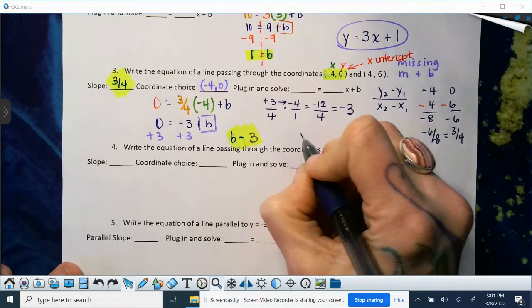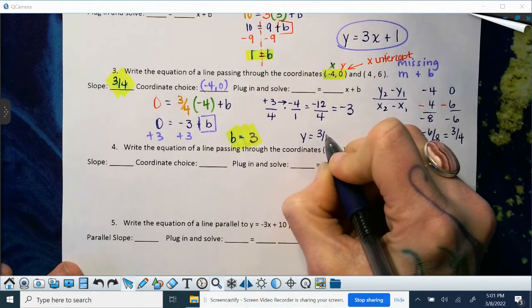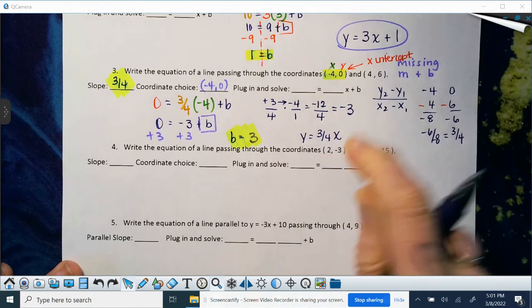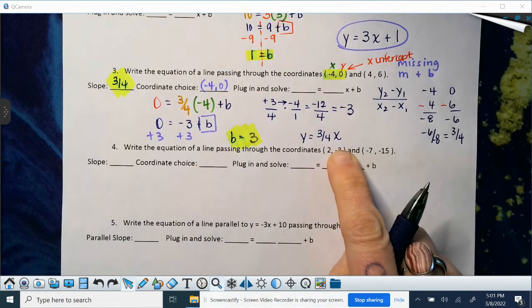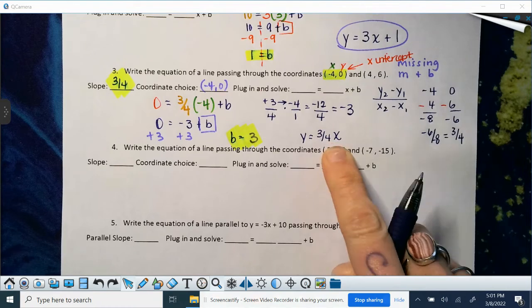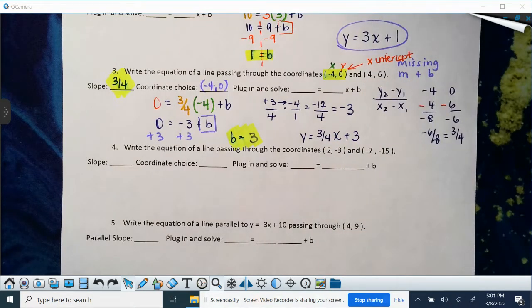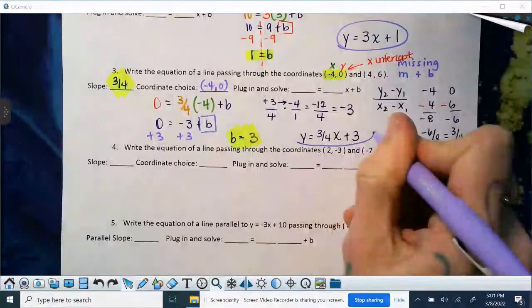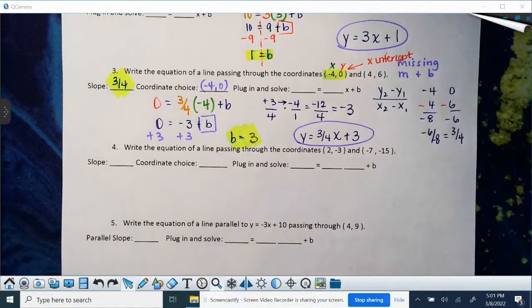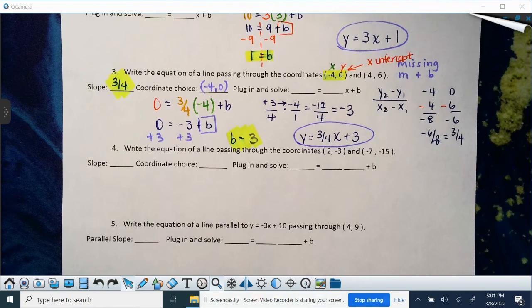So y equals our slope, x. Don't leave off the x. If you leave off the x, it's no longer a coefficient of x. That's one of the mistakes I watch a lot of people make who do a lot of really great math, and you don't want to do that because that's a silly mistake. And we now have an equation that passes through the two coordinates -4, 0 and 4, 6.